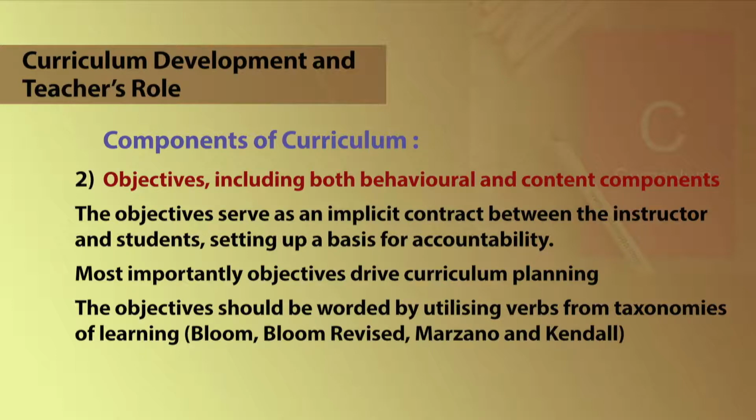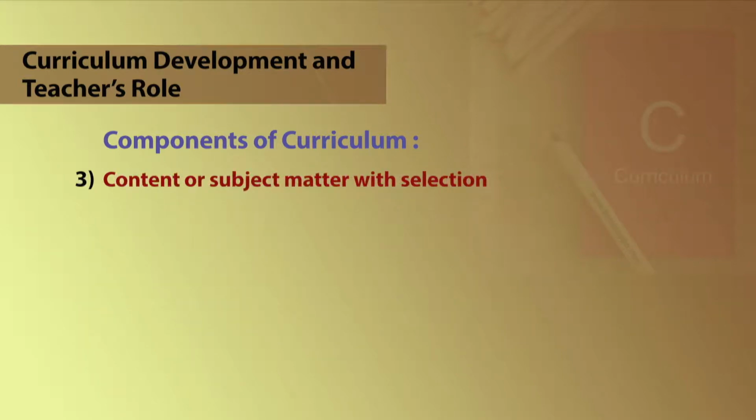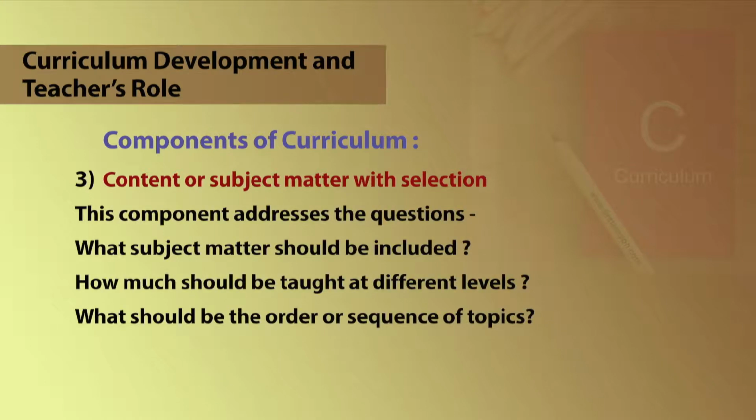The objectives should be worded by utilizing verbs from various taxonomies of learning, most probably Bloom's taxonomy. Third point is content or subject matter, with selection of what is to be taught and learnt, scope of the subject matter and its sequence. This component addresses the questions: what subject matter should be included, how much should be taught at different levels, what should be the order or sequence of topics.